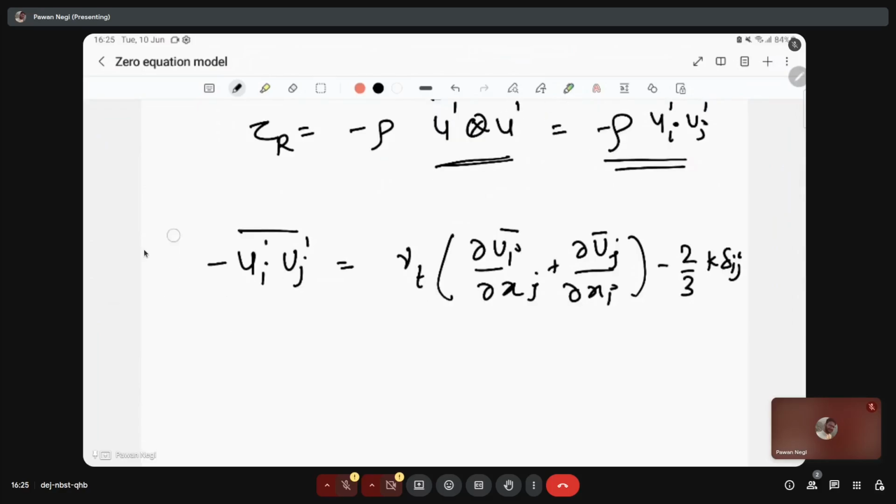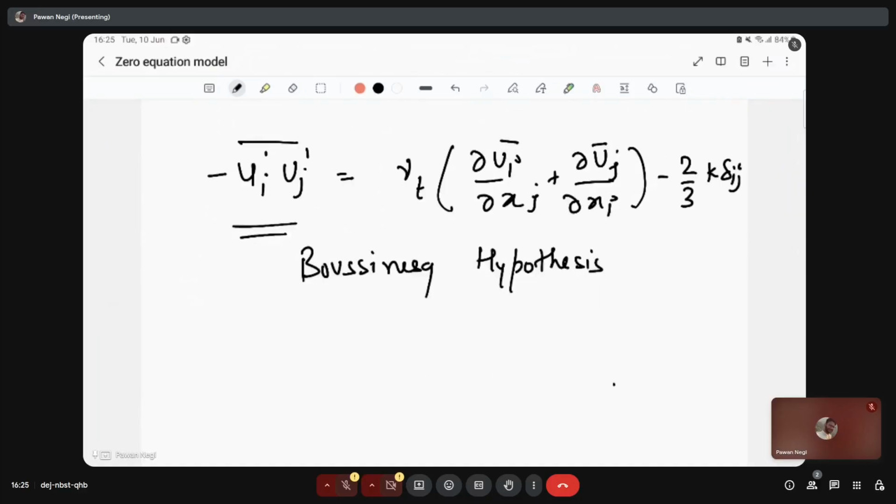So one of the hypotheses to estimate this particular strain rate is the Boussinesq hypothesis, which we discussed in our last lecture. In this lecture we will see how we can use a very simple model to estimate this rate of strain. Now let's first put this equation in the original equation.